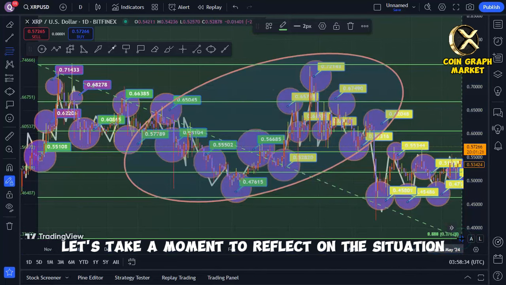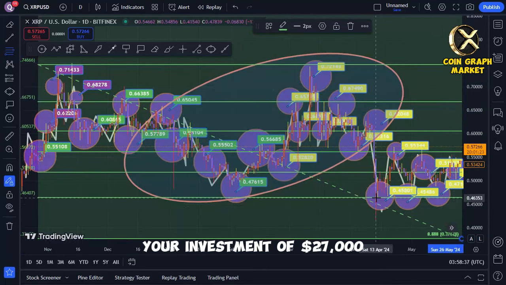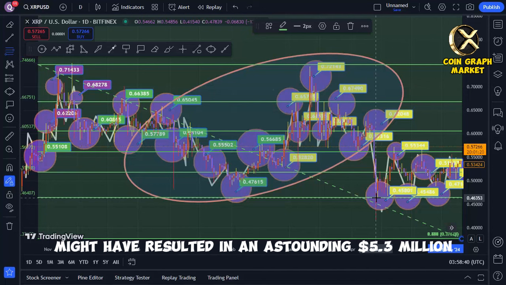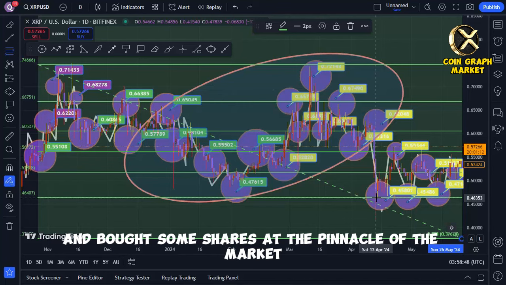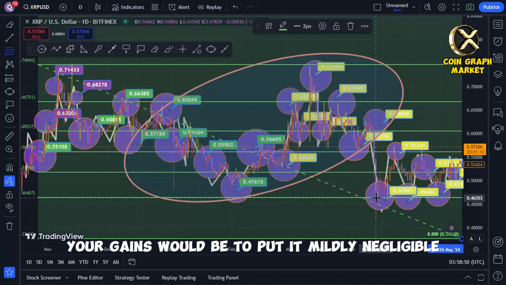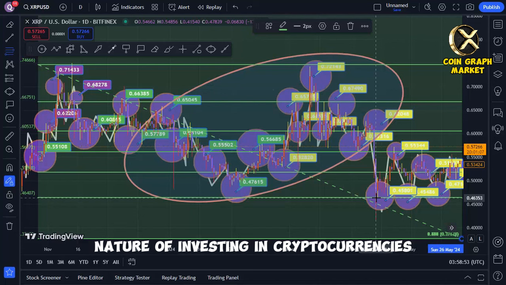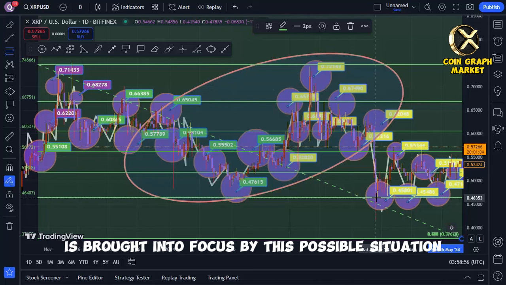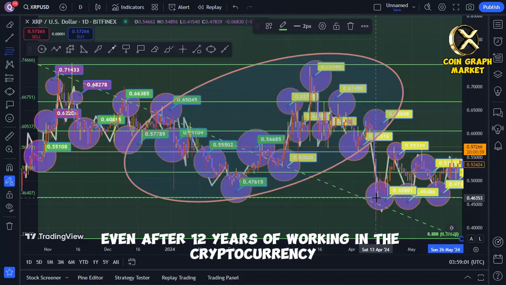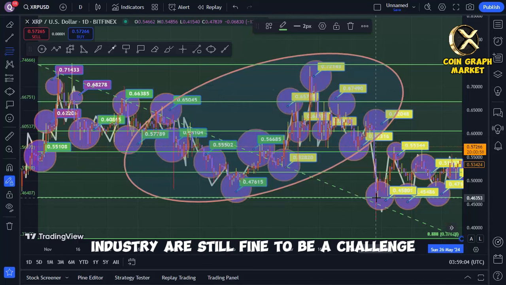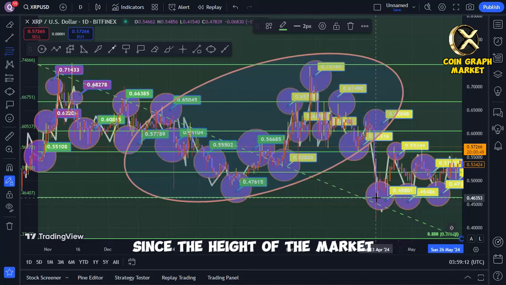But before we get too excited, let's take a moment to reflect on the situation. Your investment of $27,000 might have resulted in an astounding $5.3 million if you had made the decision to liquidate your holdings in the year 2018. On the other hand, if you had invested approximately $27,000 and bought some shares at the pinnacle of the market, your gains would be, to put it mildly, negligible now. The volatile nature of investing in cryptocurrencies is brought into focus by this possible situation. One of the most important aspects is timing your exit strategy, which, even after 12 years of working in the cryptocurrency industry, I still find to be a challenge. It has been proved that the theory of dollar cost averaging has the power to build wealth. Nevertheless, it also comes with its risks, particularly if you have been investing since the height of the market.